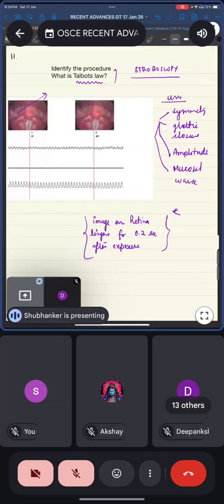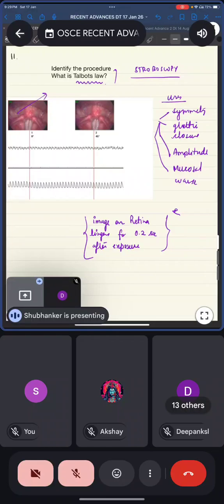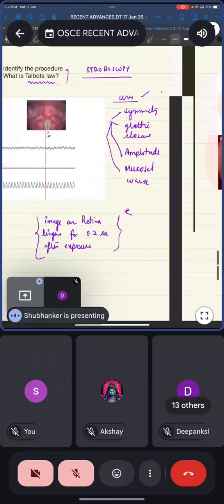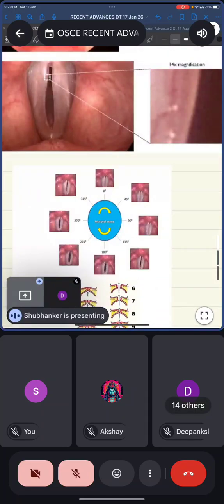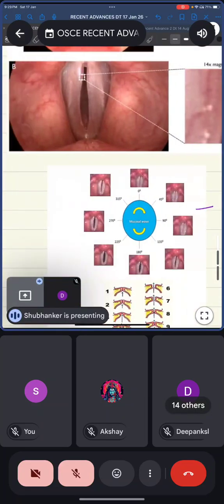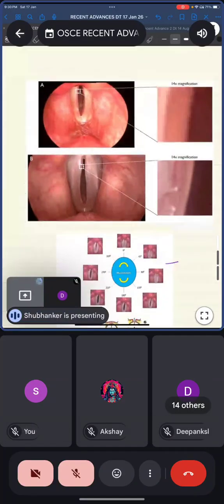ठीक है? So if you remember these 3-4 points, that what is the name? 1, Talbot's law. 2, what is Talbot's law? And चौथा हो गया, what are the uses of stroboscopy? This stroboscopy thing will get completed. Few of the other images are here. This is the 360 degree mucosal wave. How it closes entirely. These things are given. Achha, remember one thing. They might ask you these things as a GIF or a video based question also.